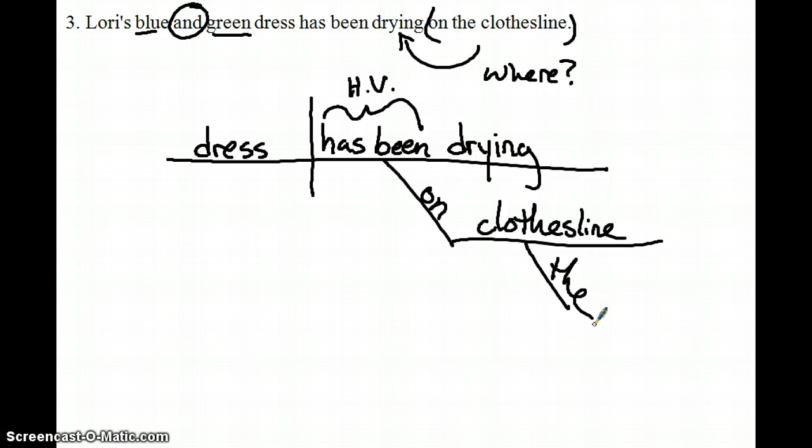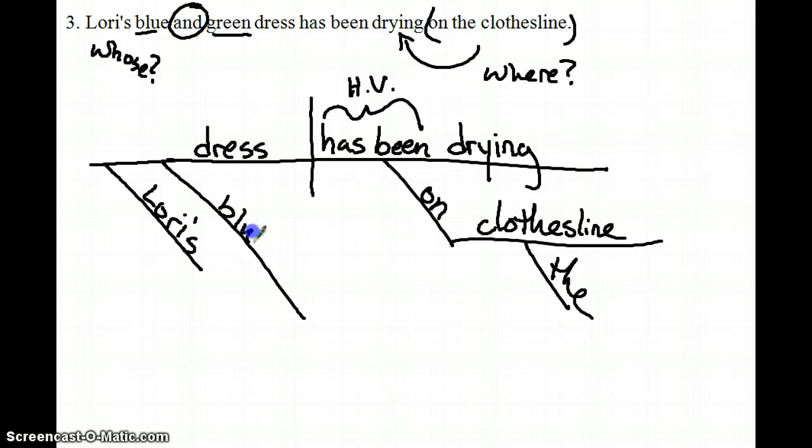And now we have this compound element. Lori's answers the question whose. That's not compound. It's answering the question whose dress, and that's an adjectival question. But blue and green, that's our compound element. Blue, green, they're both answering the question what kind of dress. And that's what's linked with the conjunction and, compound adjectives. Okay, let's take a look at the next example.